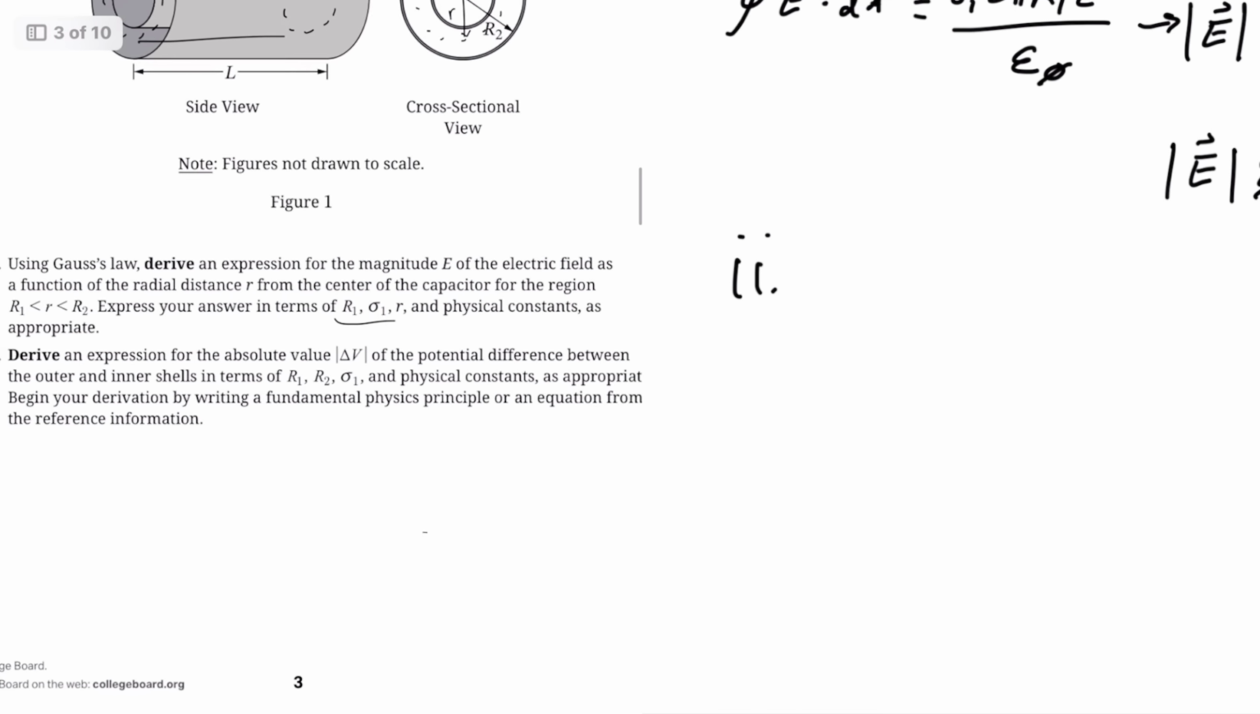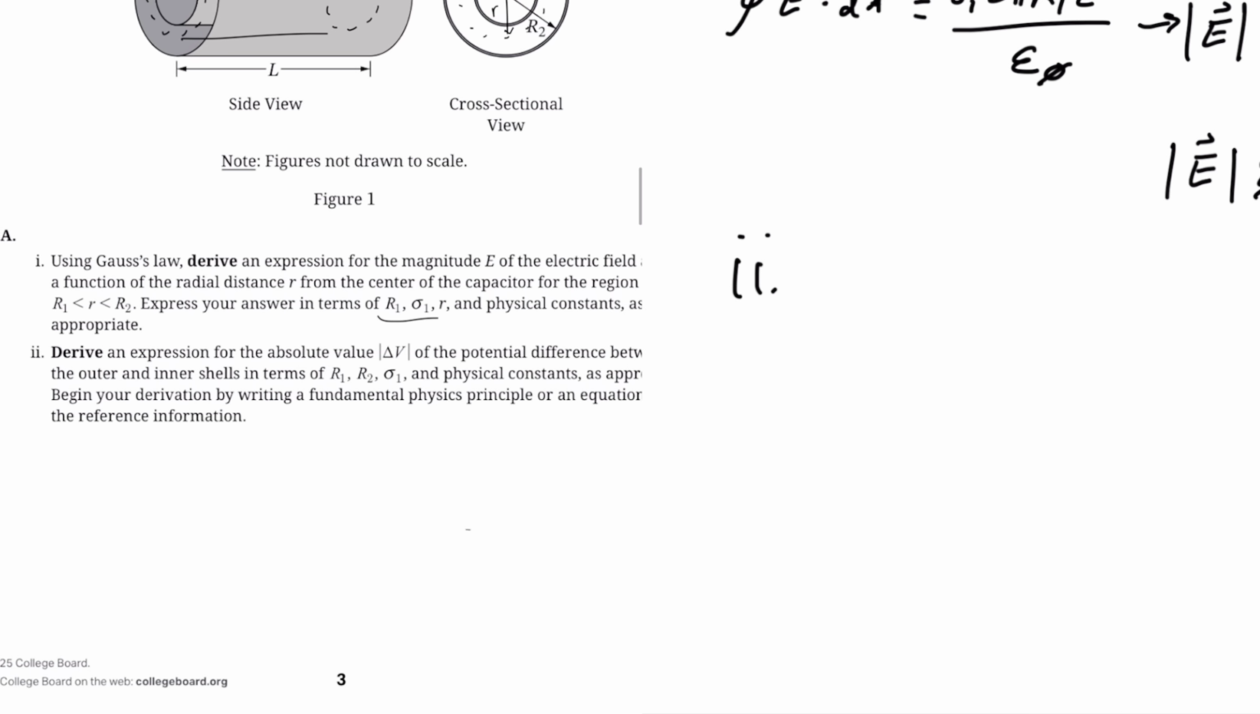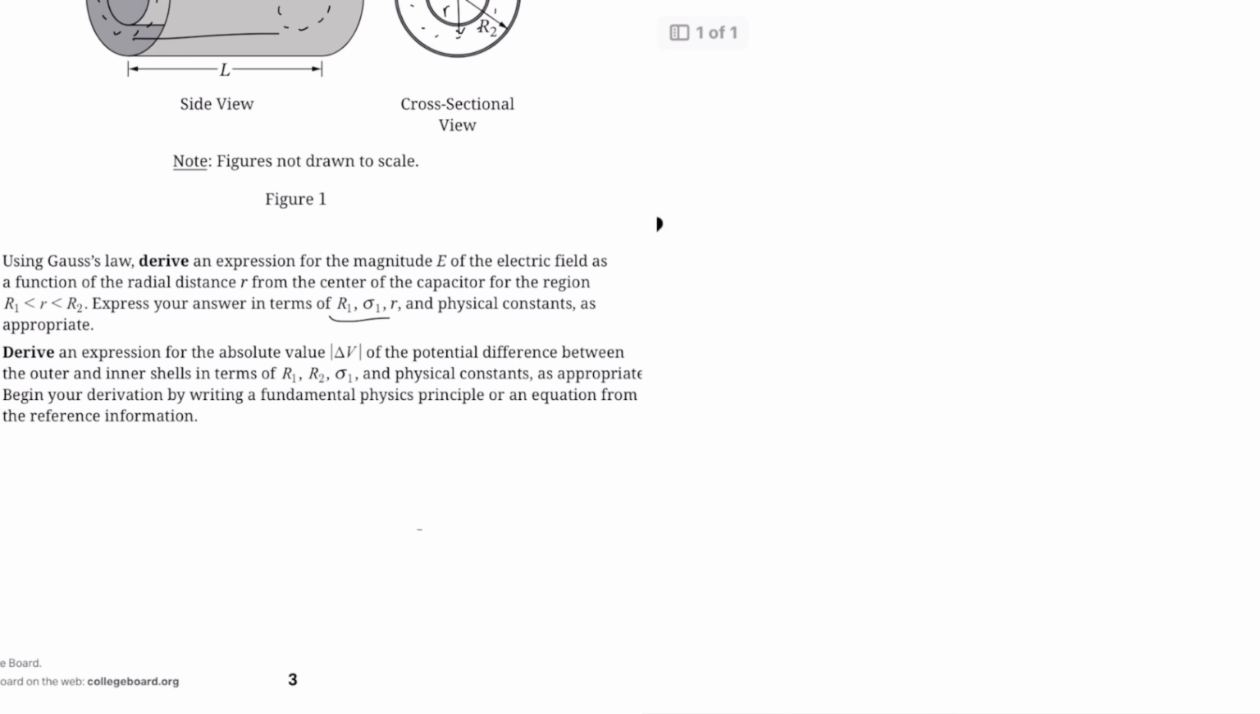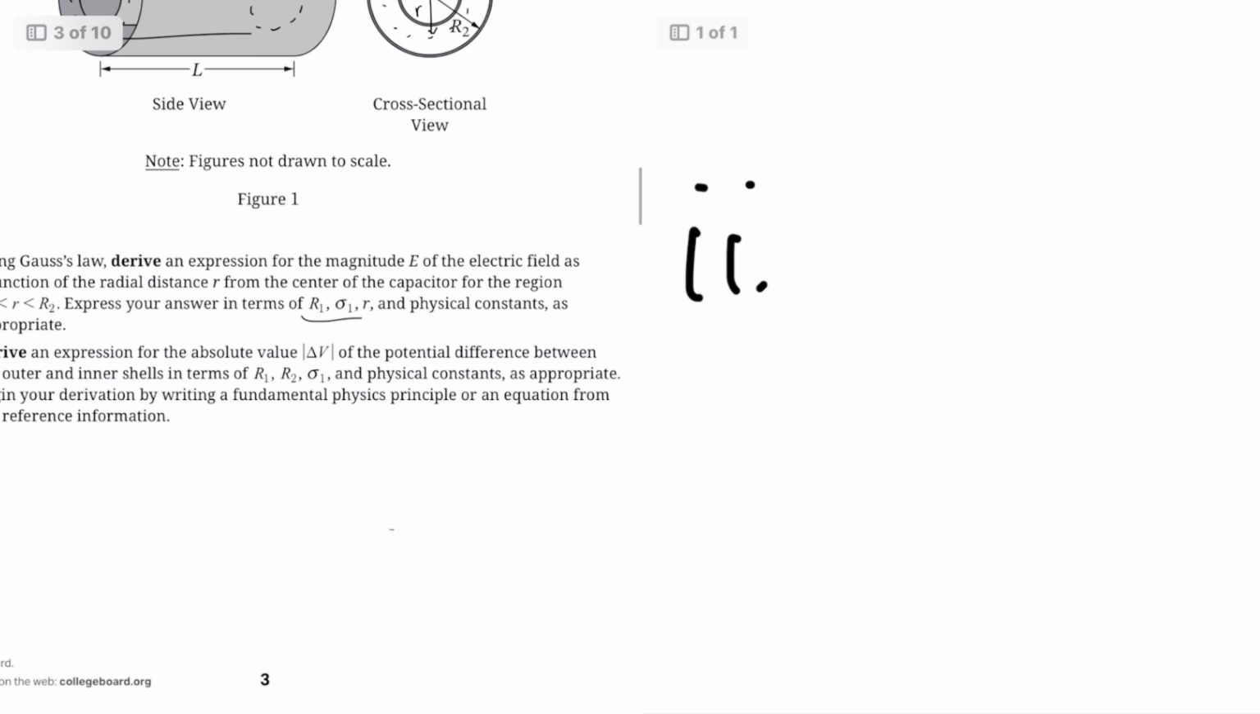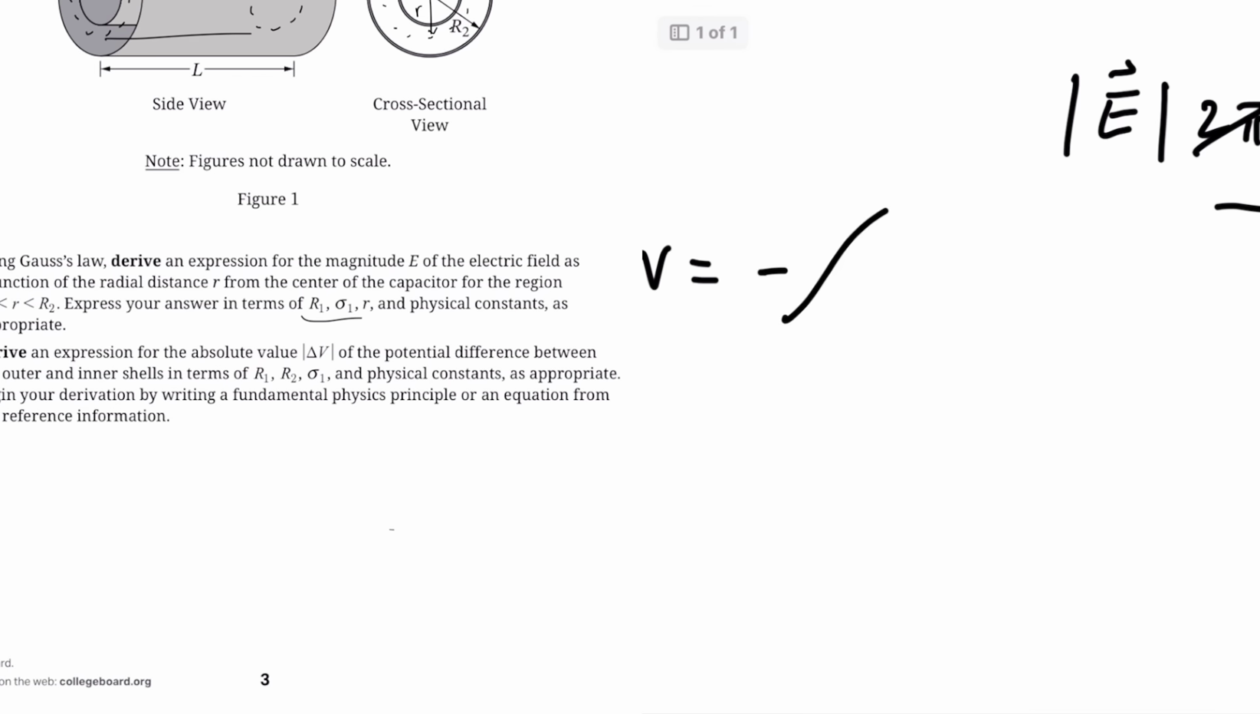Begin your derivation by writing a fundamental physics principle or an equation from the reference information. So here, this is what we're going to do. We're going to think, okay, they just asked me to derive the electric field. If I have the electric field, how do I get the potential difference? Recall that from your equation sheet, this is one of the equations. The potential difference is the negative integral of E dot dr, right? From points A to B.